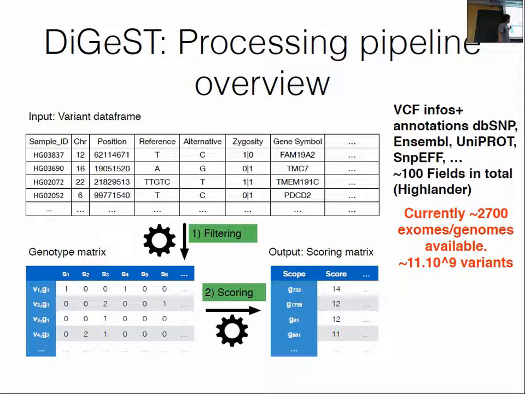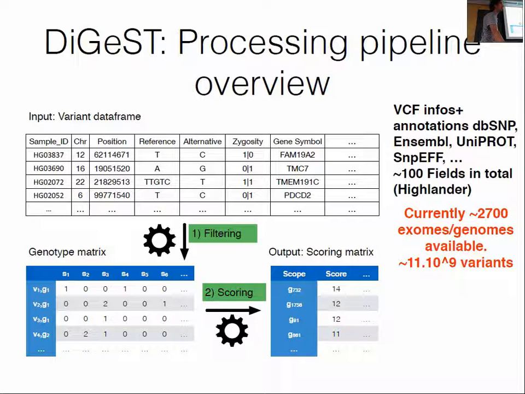And from that genotype matrix, here one set of samples is the control samples and the other is the case samples. I will apply some scoring, comparing the two populations, and then rank the variants or the genes according to that scoring. So that's the overall workflow of the tool.